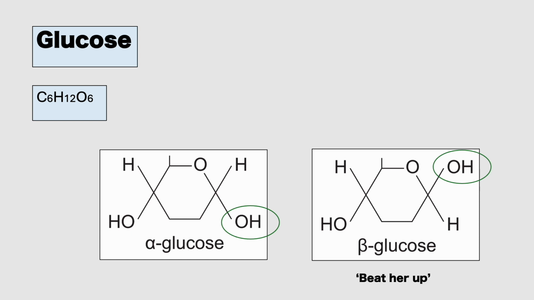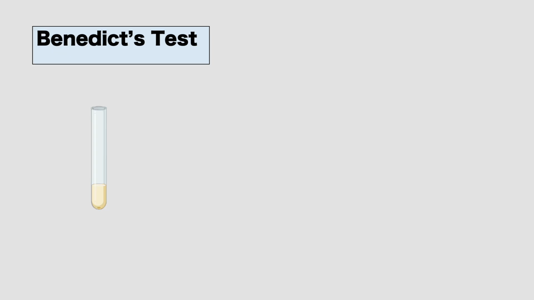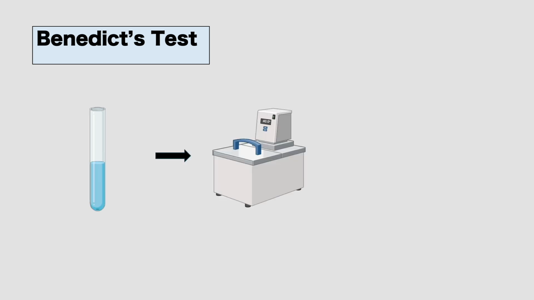So all monosaccharides and some disaccharides, like maltose and lactose, are reducing sugars, but sucrose isn't. To test for a reducing sugar, we use the Benedict's test. So first we add the dissolved food sample, and then we add the Benedict's reagent. Heat the test tube in a water bath, and if reducing sugars are present, then a brick red precipitate will form.